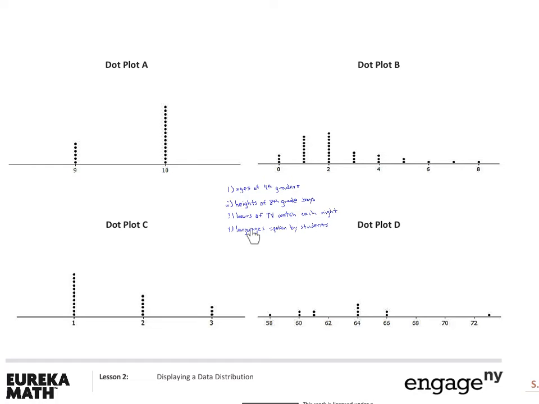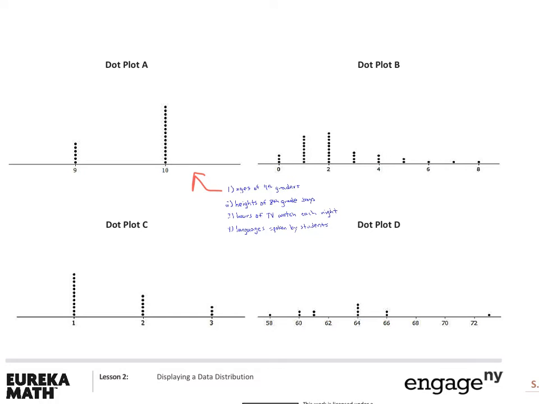And so when I look at these, I think, oh, well, 4th graders, aren't 4th graders about 9 or 10 years old, right? So I would say the majority of them are 10, but some are still 9. I'm going to go with age of 4th graders with dot A. So boom, right?